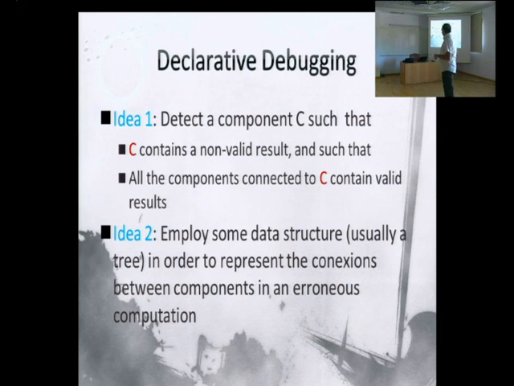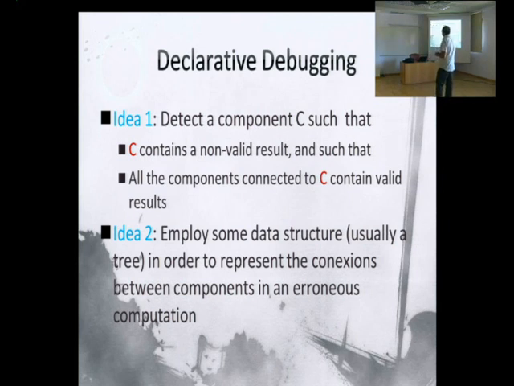The idea to do that is we have two ideas. The first one is we are looking for components that contain or produce a non-valid result in a particular computation, and that all the components connected to C, or more in particular, producing inputs that are taken by C, contain valid results. So we are looking for components receiving valid inputs and producing non-valid outputs. This is really an erroneous component. This is the first idea. We are looking for this kind of components.